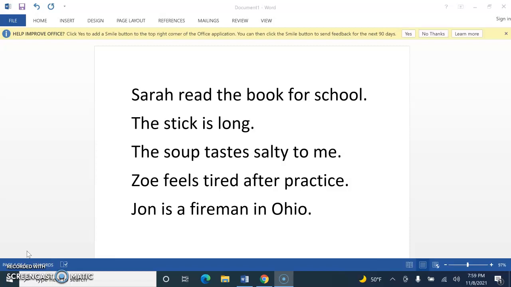Number 8, his family was tired after the long hike along the canyon edge. And so, again, we know that was is part of our linking verb list, so we need to be looking for a word that will go back to the subject. Family is the subject, was is the verb, and what word describes family? Tired. Tired should have an arrow connecting it back to family.